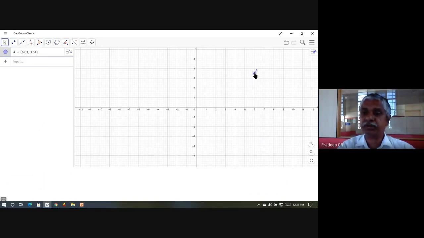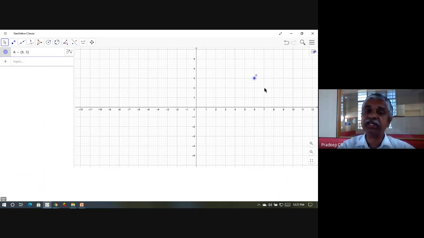There are so many points on this. How do I come to one particular point? I have to tell you what is its distance from the x-axis also. That is, I have to tell you its y-coordinate also. If I tell you both x and y coordinate, I will have defined a point.